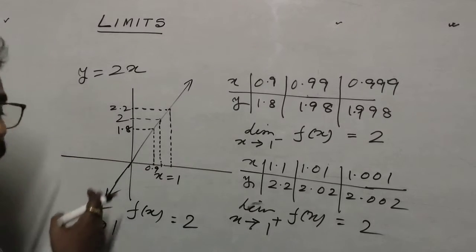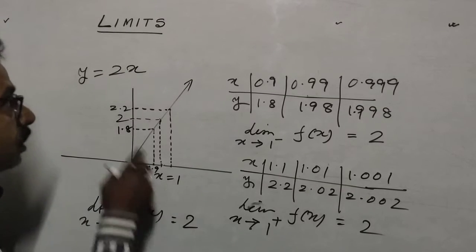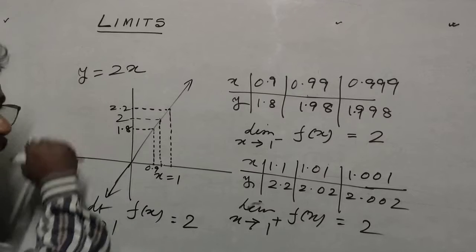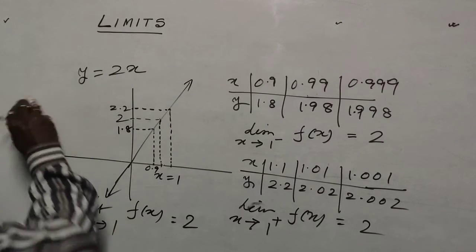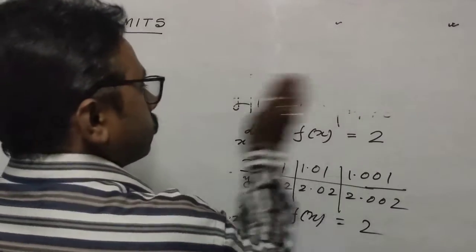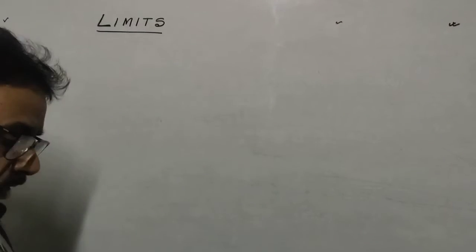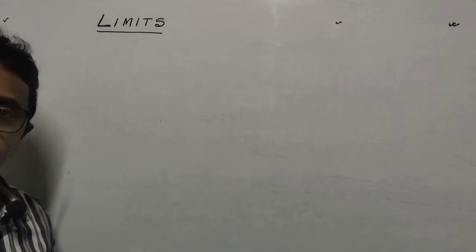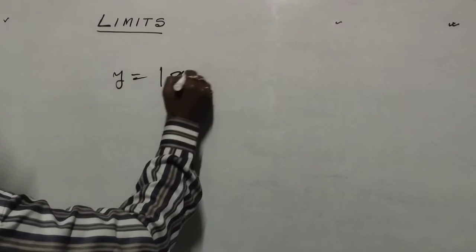So the example that I have taken here, y equals 2x, at x equals 1, its limit exists. Now I am going to take an example to show you that the limit may not exist at a particular point. Suppose I am taking here y equals mod x.